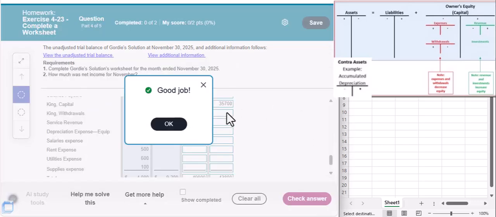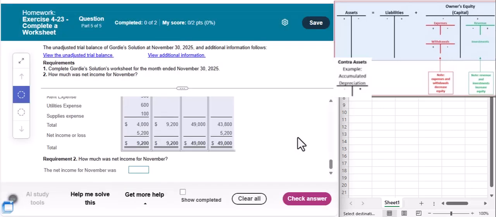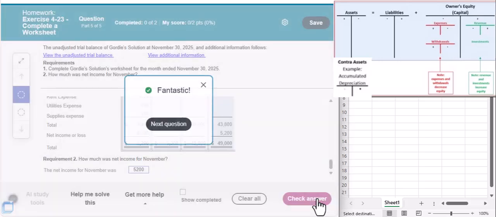Good job. Okay, so now for requirement 2, how much was net income for November? Well, we already calculated that up here, so that is that 5,200. Because again, revenues were higher than expenses, so that is a net income. So let's go ahead and check our answer. Fantastic, and we are done.